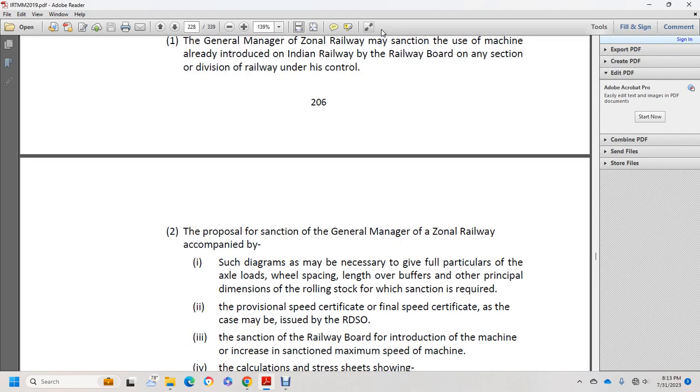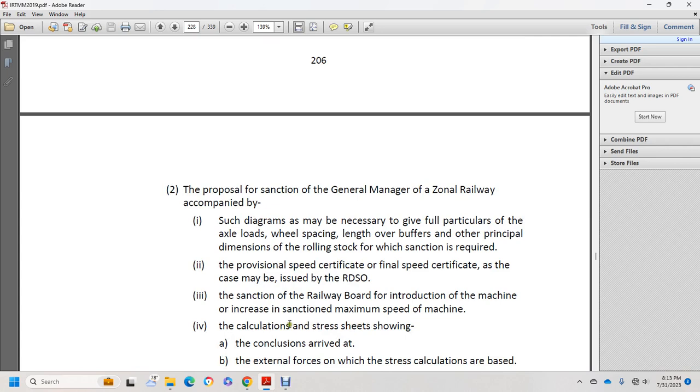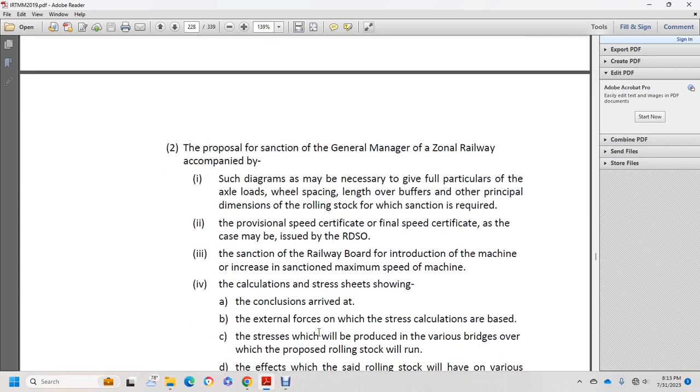Give the full particular with the axle load, wheel spacing, length of the buffers, or the other principle that I mentioned. Rolling stock of the sanction required with the provisional speed certificate, final speed certificate, essays for the issue for the RDSO. Sanction of the railway board. Introduction of the machine. Increased speed, sanction maximum speed of the machine, calculation sheet showing the conclusions arrived, the external force of the stress calculation base.